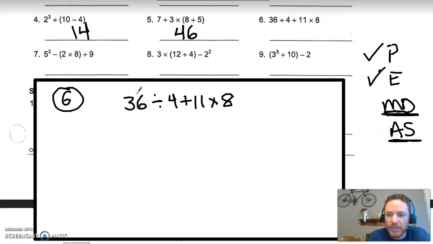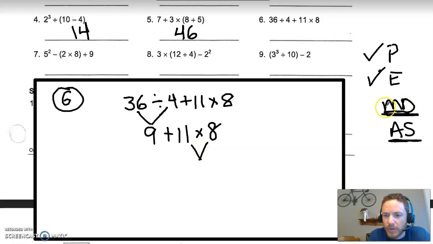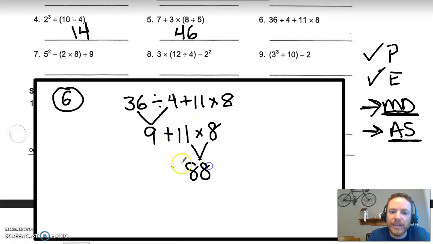When I have both multiplication and division, I work those left to right. So the first problem I do here is 36 divided by 4. 36 divided by 4 is 9. I then bring down my plus 11 times 8. What I do next is I multiply. I multiply and divide before I add and subtract. Add and subtract is last. So I'm going to multiply next. 11 times 8 is 88. And lastly, I add 9. 88 plus 9 is 97.